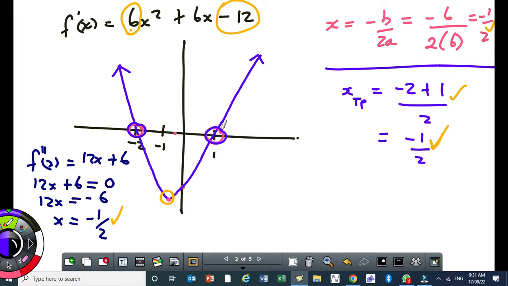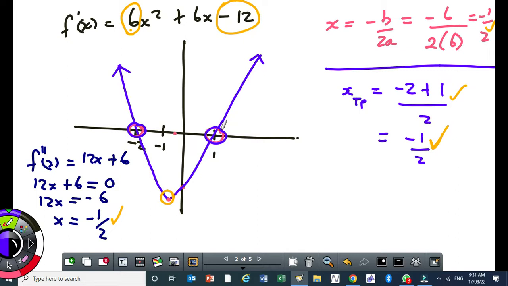Okay? Furthermore, I'm sure you have seen me using that method from grade 11, where I found x to be minus b over 2a of the turning point. So you can also use that method. It will give you the x value at the turning point of the first derivative, which will also be the same x value at the point of inflection of the cubic function.